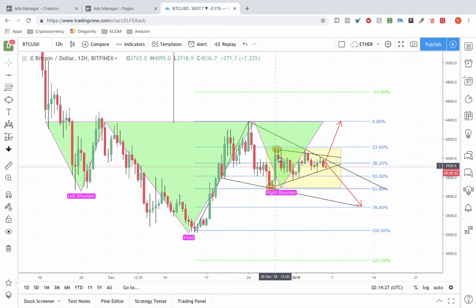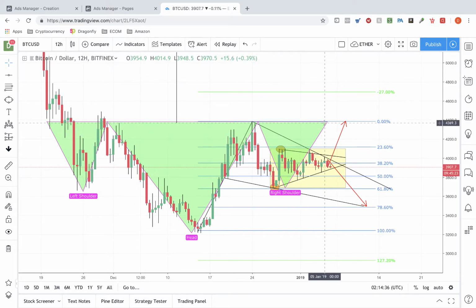I'm not moving until I see one of these areas being broken. And I hope to see a big candle break up to the upside, head and shoulder play out as far as reaching the top of the right shoulder. And we'll see what happens after that.